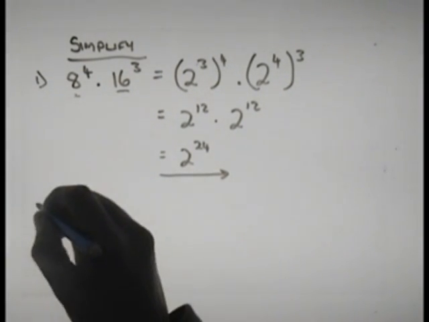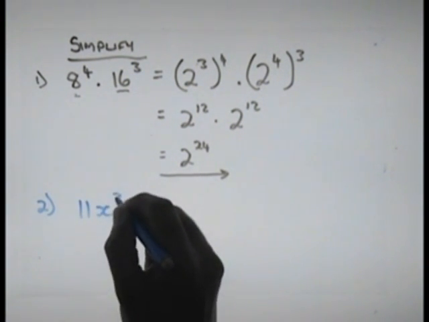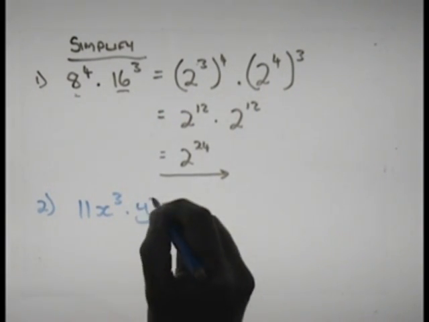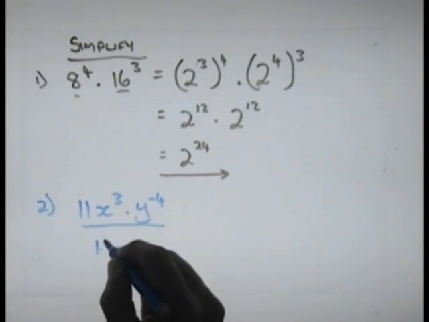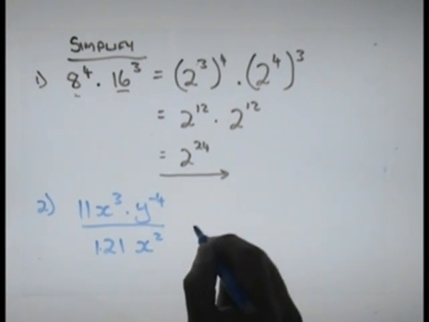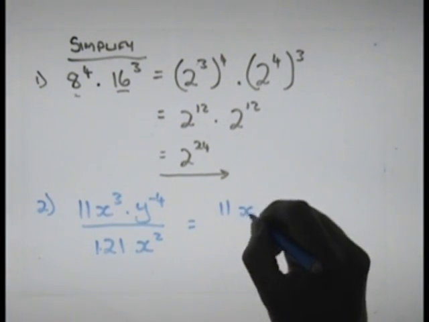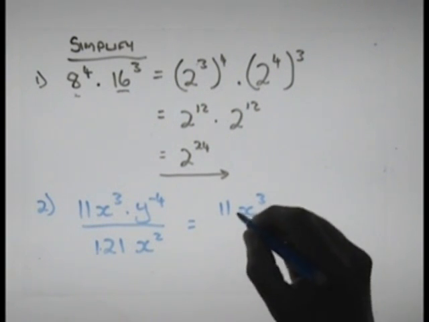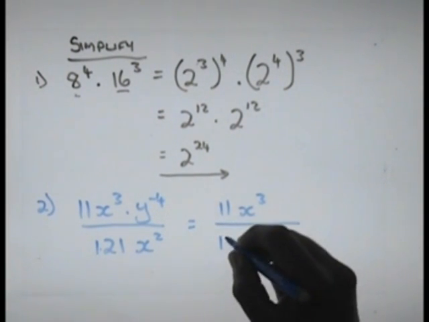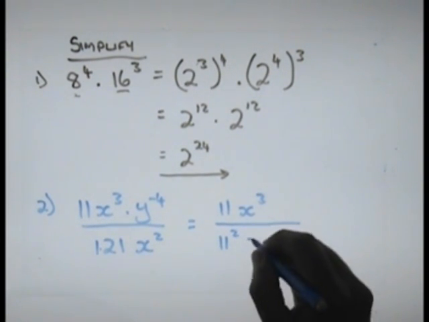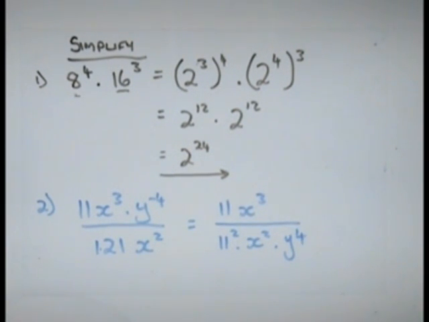The second one I gave you to do read 11x to the power 3 multiplied by y to the power negative 4, divided by 121x squared. 11 is in its simplest form. I'm going to leave it as is. X to the power 3. The y to the negative 4, I'm going to take that to the bottom. 121 is going to become 11 squared, x squared multiplied by y to the power positive 4.